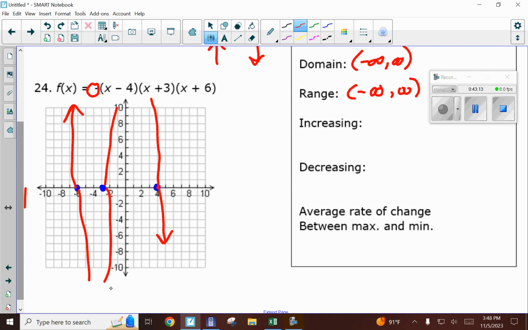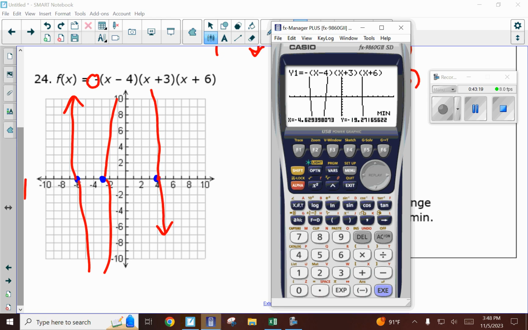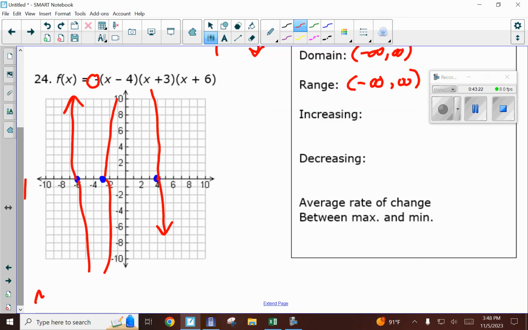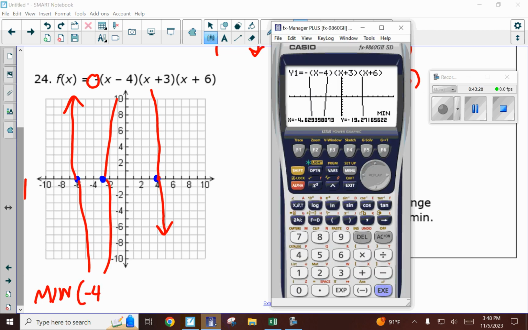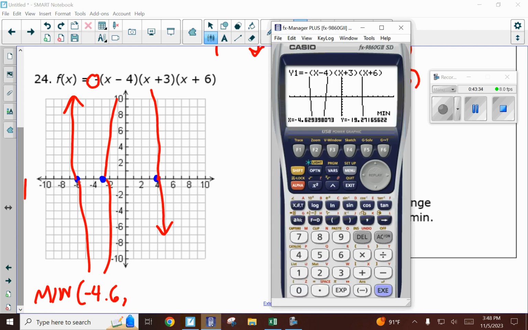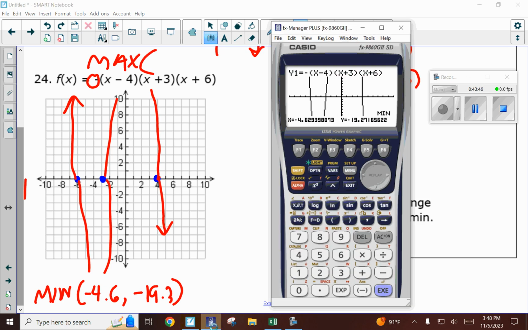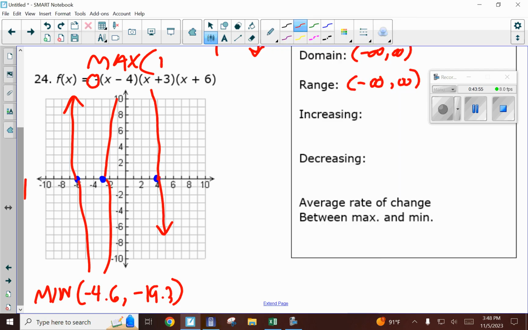But this graph goes way, way down like this and way, way down like this. So I'm just going to kind of list what the maximum and minimum are. So the minimum was, I'm going to write like this, min was negative 4.6, and then we'll just go to the nearest tenth, so negative 19.3. And then the top, the maximum, Gsolve again, maximum, 1.3 and 84.8. So 1.3, 84.8.